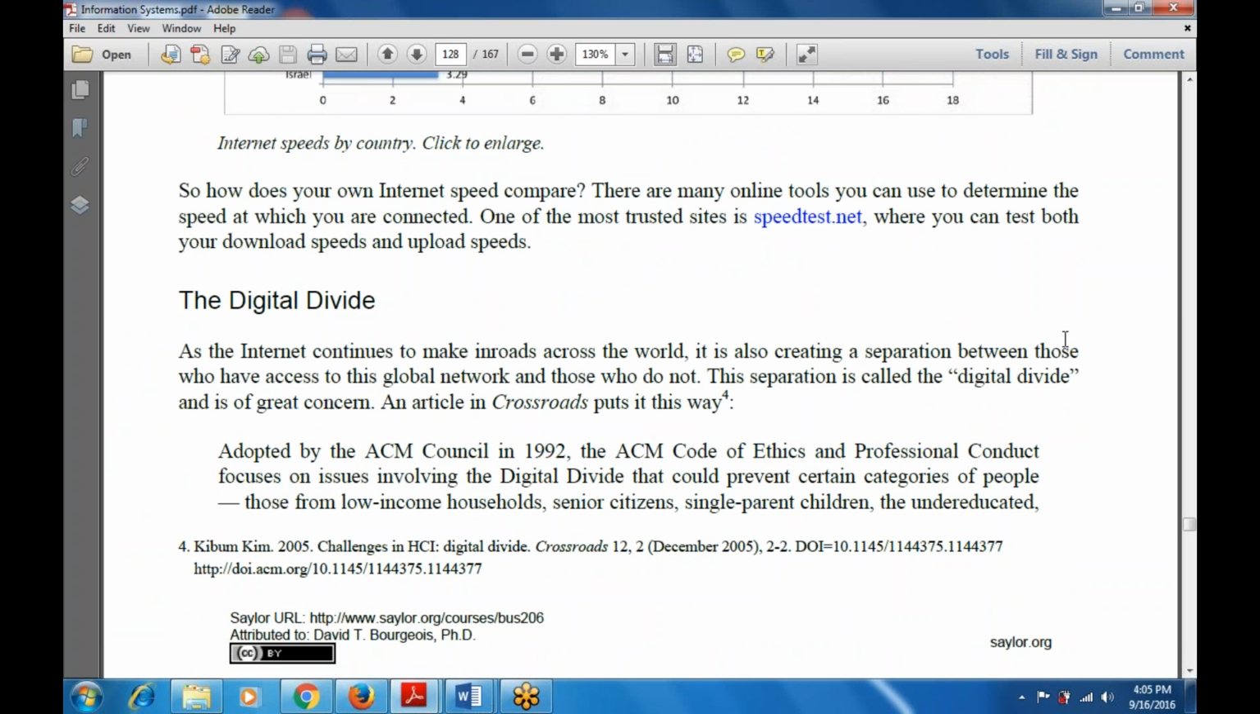Now, next is the digital divide, which creates a separation between those who have access to the global network and those who do not have access to the global network. This separation is known as the digital divide and is of great concern.